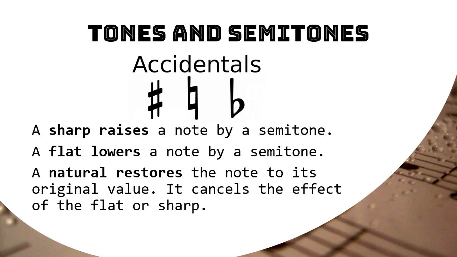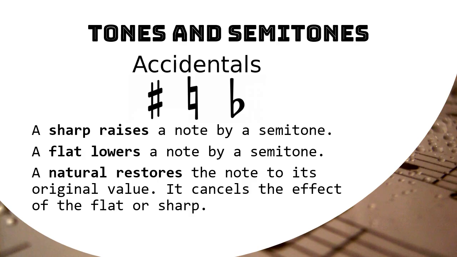Then the flat lowers a note by a semitone. A flat lowers a note by a semitone. So if I go through that example again, between C and D is a tone. If I'm descending, I can say, let me lower D. If I lower D, I will not get to a C anymore. I will get to a D flat, because I just lowered D by a semitone.